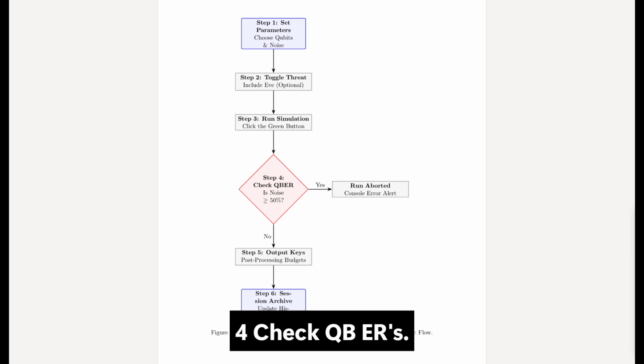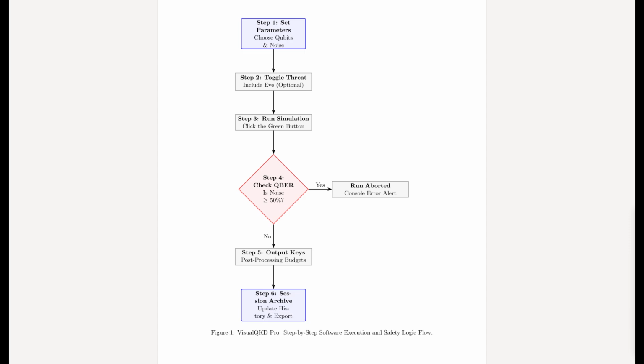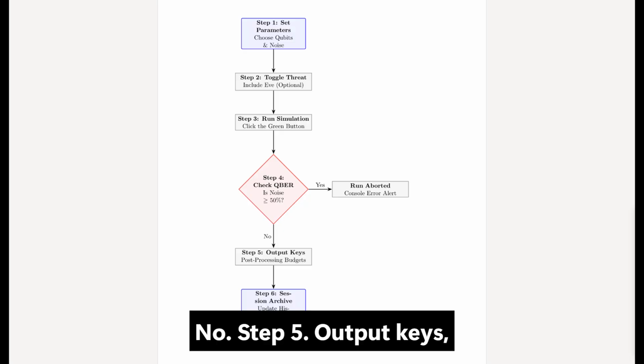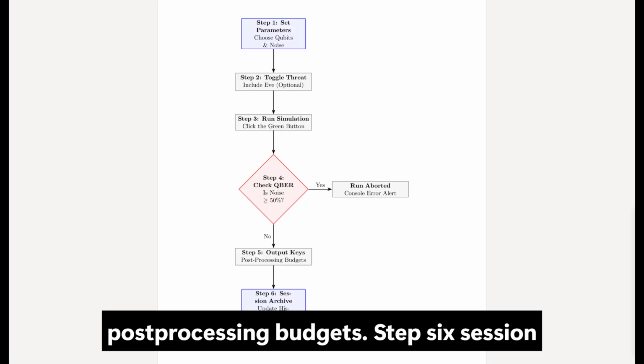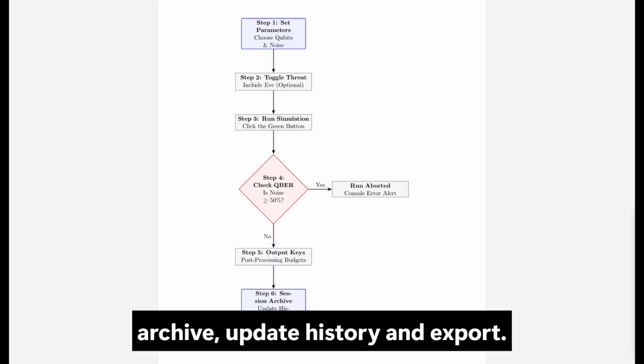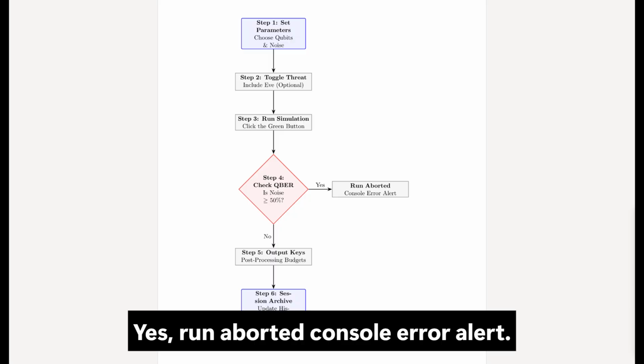Step 4. Check QBER's noise, greater than or equal to 50%. No. Step 5. Output keys, post-processing budgets. Step 6. Session archive, update history and export. Yes. Run aborted, console error alert.